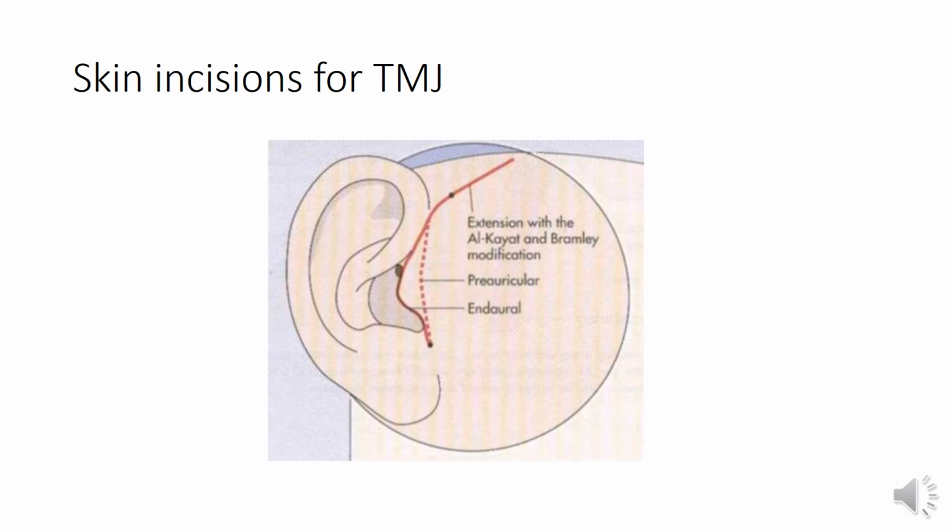So this is the common one that has been in practice, the Alcott and Bramley, named after the person who invented it. It's an extension of the preauricular incision. You can see a dotted line, that is the preauricular incision, and then it extends over the temporal region, then it is called the Alcott-Bramley incision. Then you have an endoral incision. This is more commonly done to hide the scar from the preauricular region. Each incision has its own advantages and disadvantages.